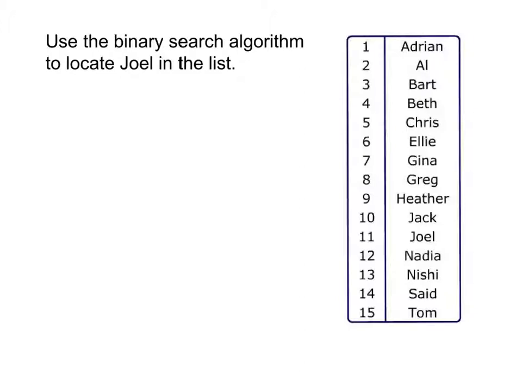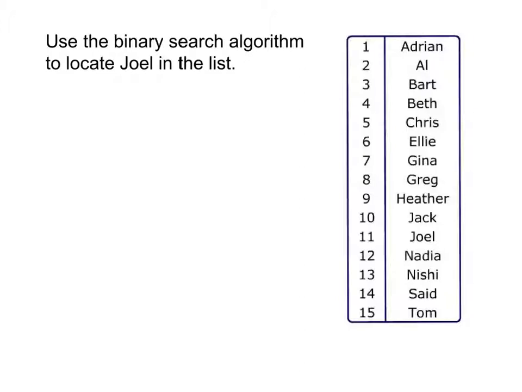Now, in an exam question, you might have to order your list using a separate algorithm before you can use the binary search algorithm. So in this example, we're going to use the binary search algorithm to locate the name Joel in the list. We do this by finding the middle item in our list. Now, you must show your working out in how you do this.